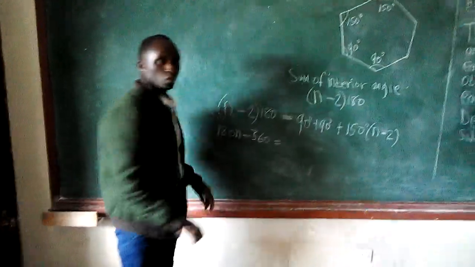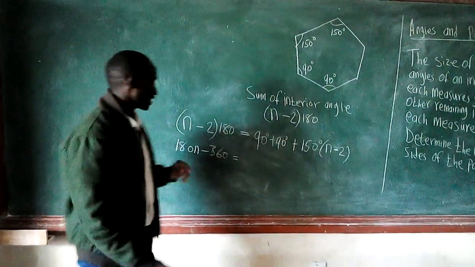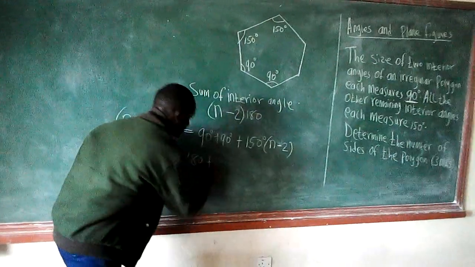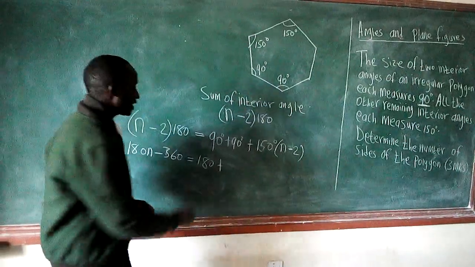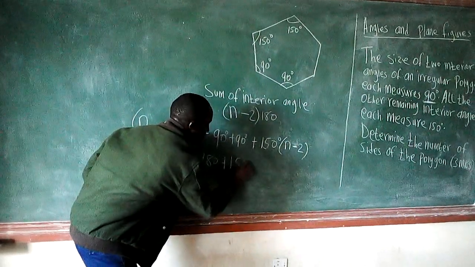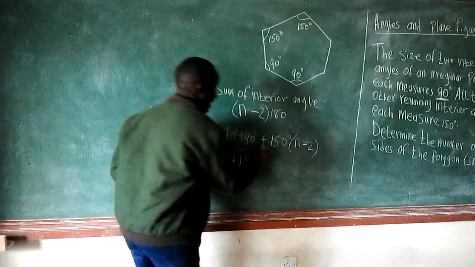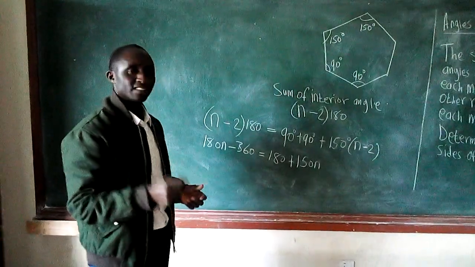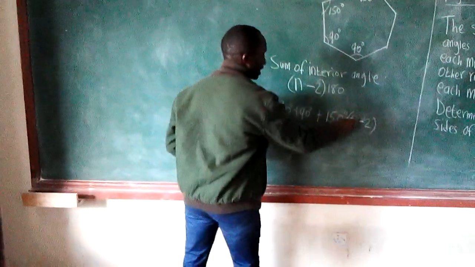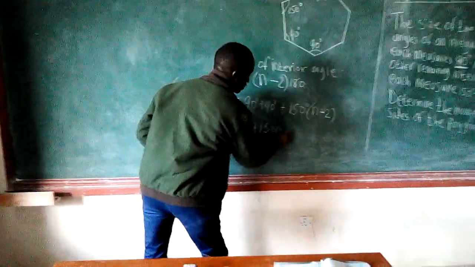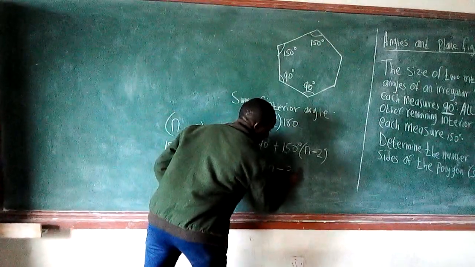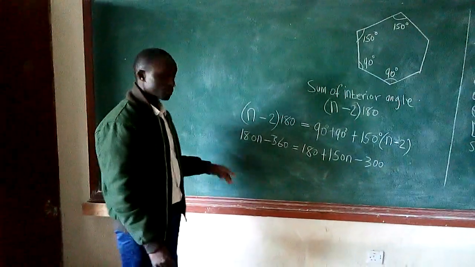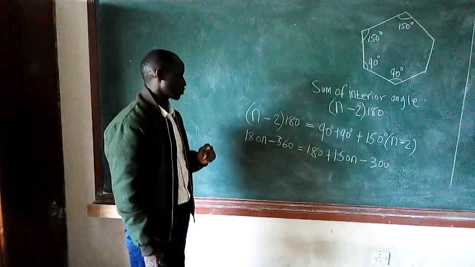360 is equal to 90 plus 90, which is 180, plus 150 degrees multiplied by n, we get 150n. Minus, because we have plus and minus, therefore plus multiplied by minus gives us minus. Therefore, 150 multiplied by minus 2, we are going to get minus 300. Are we together, learners?